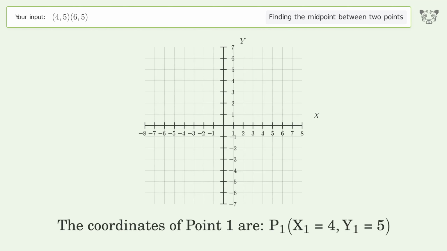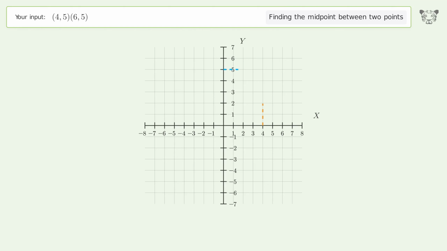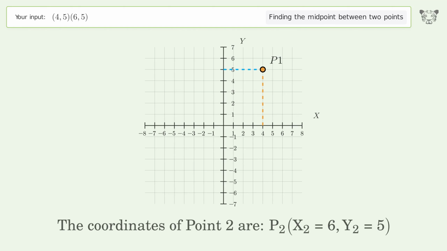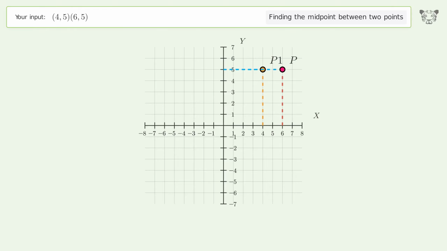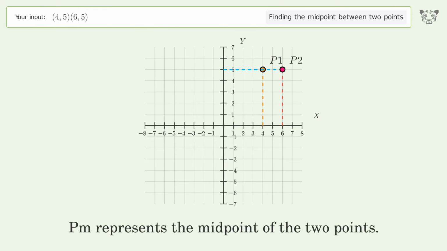The coordinates of point 1 are x1 equals 4, y1 equals 5. The coordinates of point 2 are x2 equals 6, y2 equals 5. PM represents the midpoint of the 2 points.